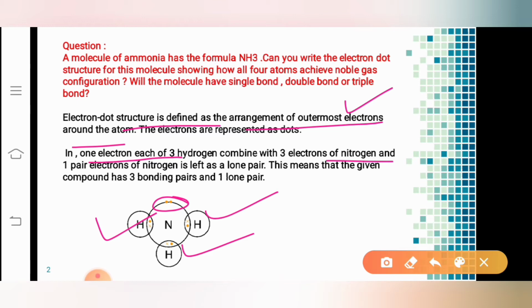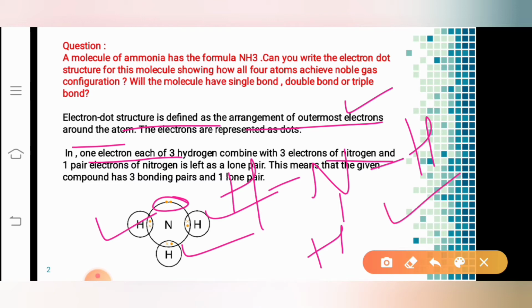And if we write the general structure for ammonia, it looks like this: NH3. It looks something like this. We can shift the hydrogen on top also. Okay, so this is NH3. And you know that one bond refers to two electrons. So by two electrons we can form one single bond. Clear?